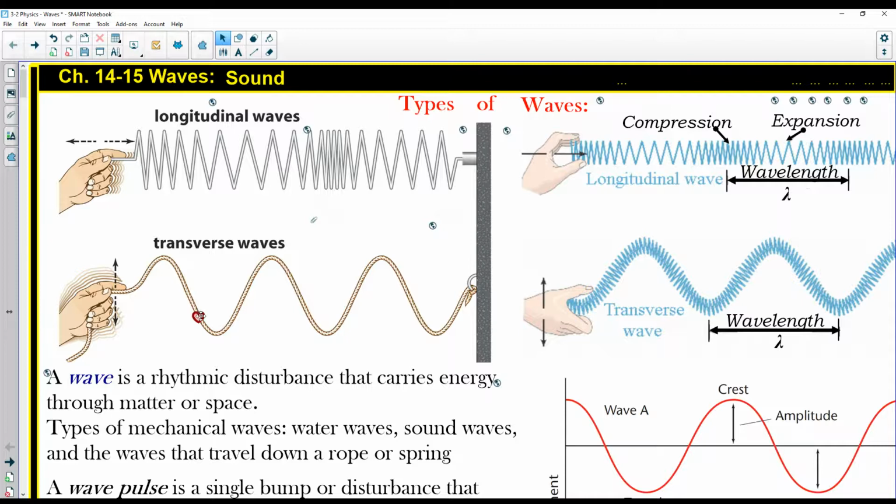But what this dot is going to do is push the next dot, and the next dot is going to push the next dot. So when waves travel, what travels is the energy. You can give energy to a wave through vibrations, like vibration up and down here, vibration this way. So the source of mechanical waves is always vibration, and what moves through is not the matter, it's the energy.